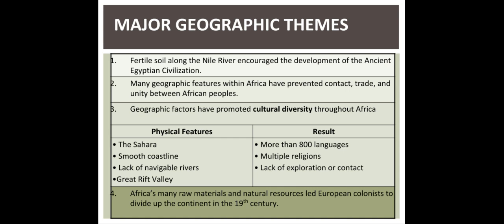And then there's the Great Rift Valley, which is where humankind first got its start. The result of these physical features is that we have more than 800 different spoken languages throughout the African continent, a lot of different religious practices, a lot of different beliefs. Most of them are centered around animism, the idea that spirits inhabit animals, and that these spirits have an impact on your daily life.